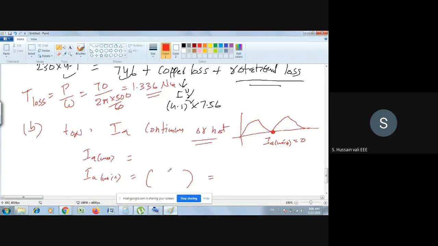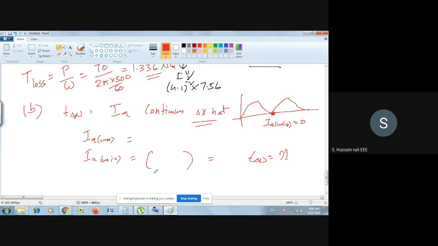Then in that equation, you have some T on. That T on you will get here. For the second part, I'm just giving you the hint so that you will solve it yourself. You have the equation for IA minimum, you have the equation for IA maximum. In that equation, you equate IA minimum to 0. When you equate IA minimum to 0, you will get the answer for T on. You can easily get the value of T on.